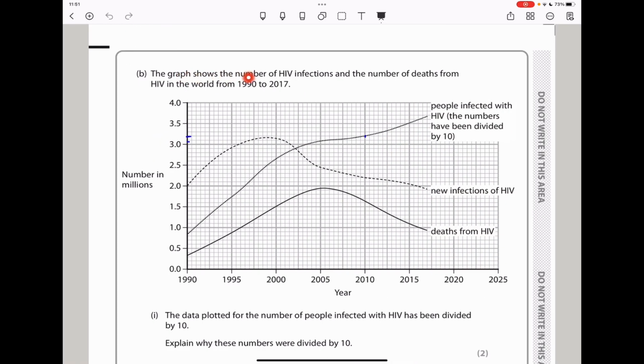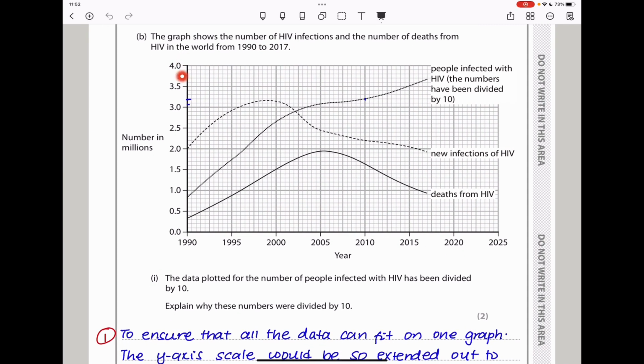Here they say the graph shows the number of HIV infections and the number of deaths from HIV in the world from 1990 to 2007. So here we have the graph given to us like that. Vertical, we see number in millions. Please be very careful about the scale. This is the number in millions, and then the horizontal axis, we can see the years. This is about deaths from HIV that have occurred over years. Here we have the people infected with HIV. These are numbers divided by 10. So be very careful. This one here has been divided by 10.